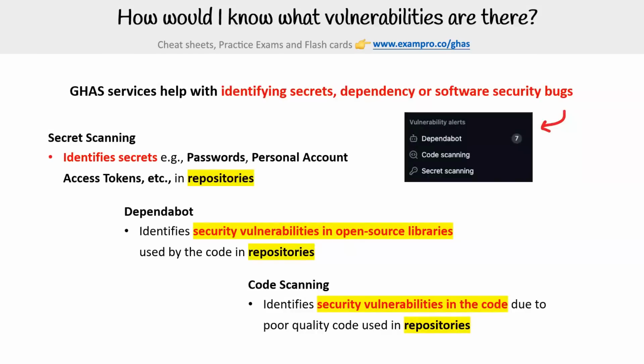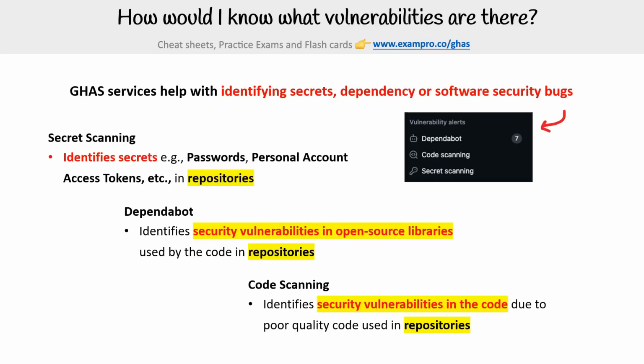How do you identify what type of vulnerabilities there are in your GitHub at the moment? Now, fortunately, GHAS has services which help you identify secrets, dependencies, and even software security bugs, which is under the security section of each repository. You would find Dependabot, code scanning, and secret scanning.